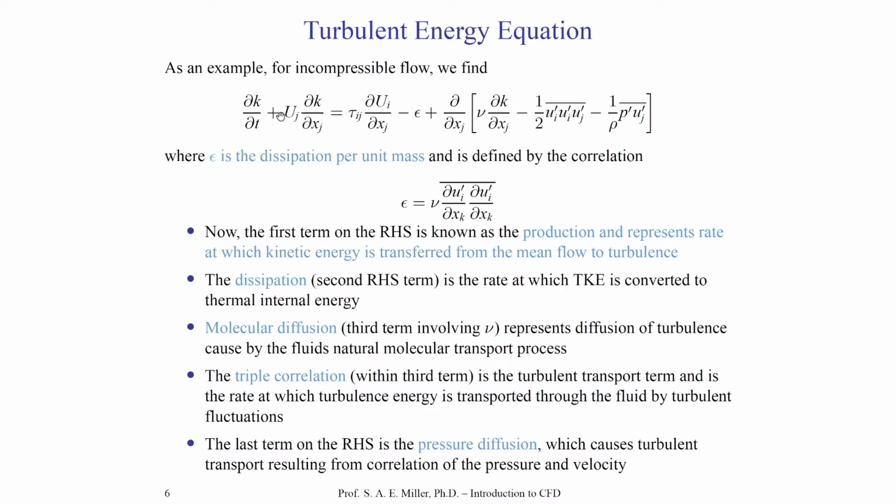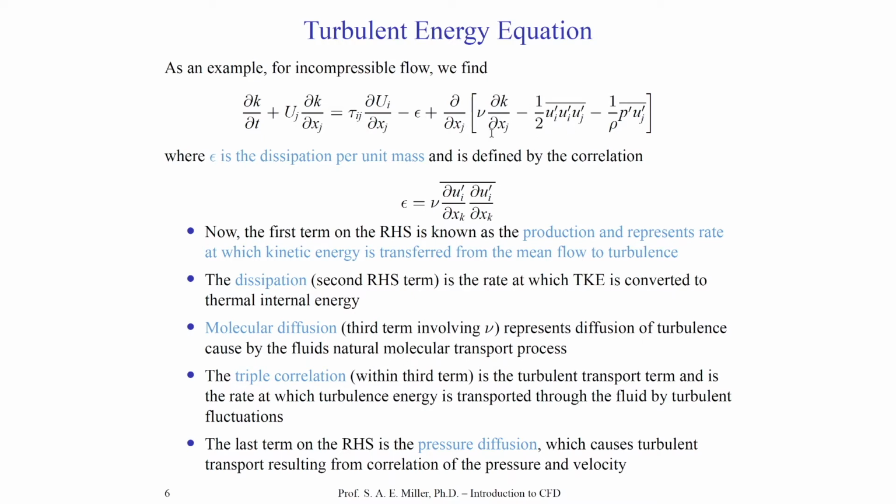Of course, the left-hand side can also be written as something like a material derivative or total derivative. All right, now, the dissipation term, which we already talked about, which is epsilon, is a rate at which TKE is converted to thermal internal energy, and of course, a tiny, tiny bit of acoustics if it's a compressible flow. We're left with this third mammoth term, which we split into 3 parts, the first, second, and third.